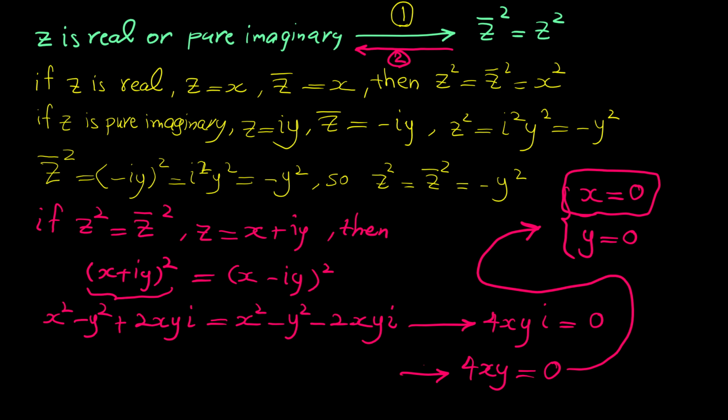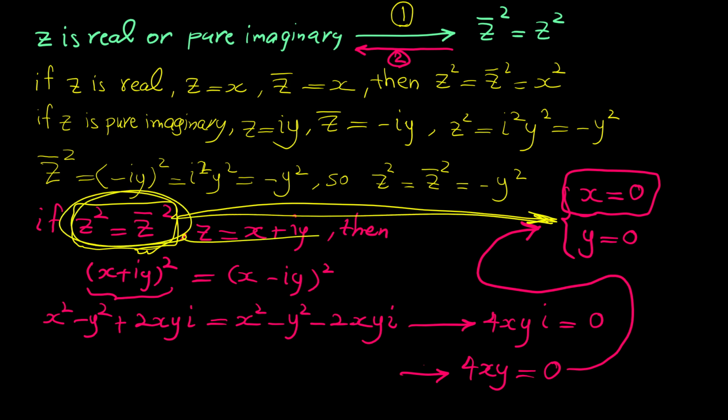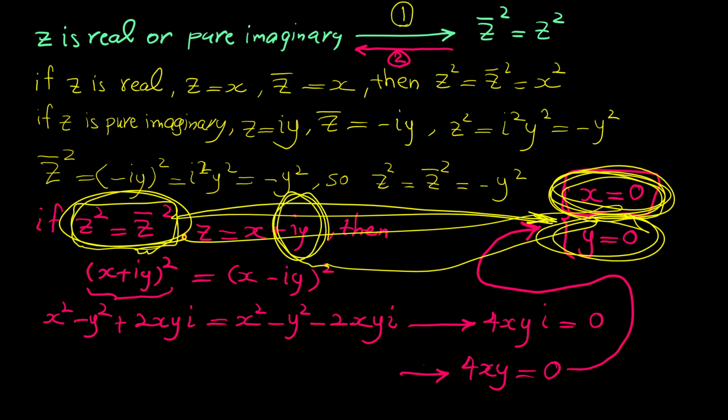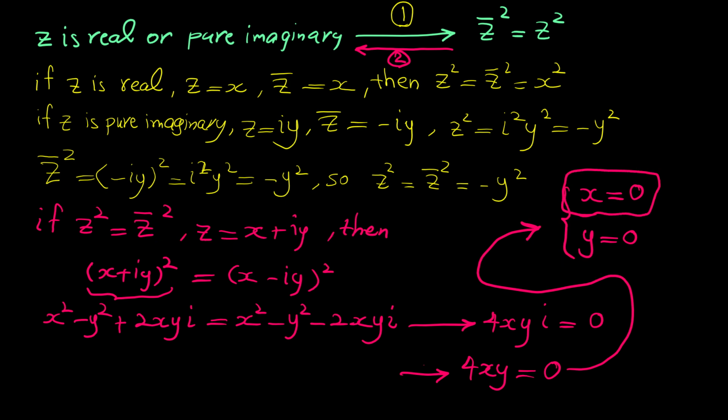So this completes the proof of the other side of the statement. Let's check the process. We started from this and we concluded that if this happens, then either x is 0 or y is 0. If x is 0, this means that the number is only pure imaginary. If y is 0, then it means that the number z is only a real number. And this completes the proof of this question.